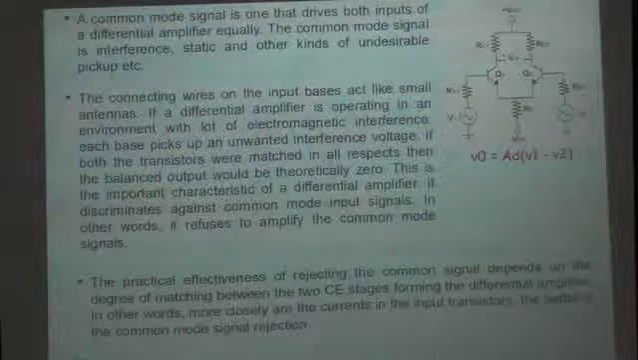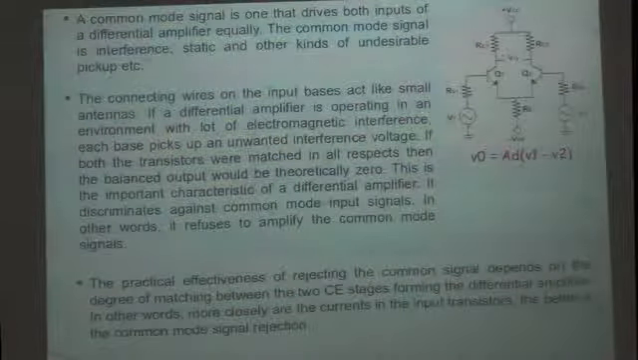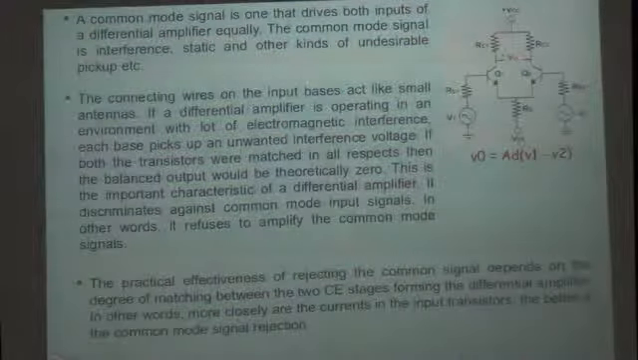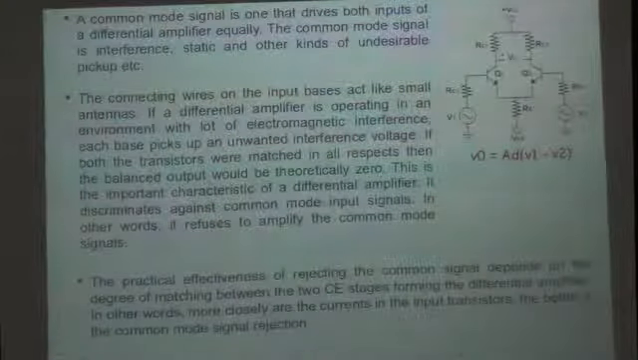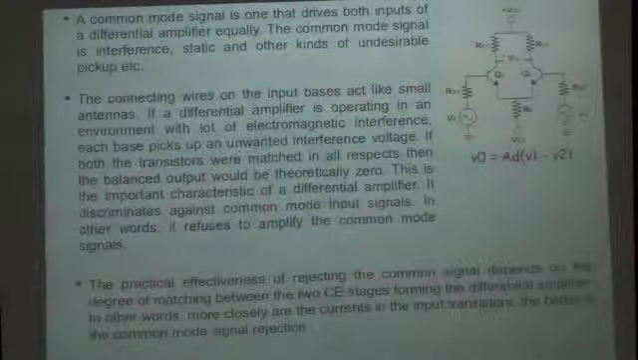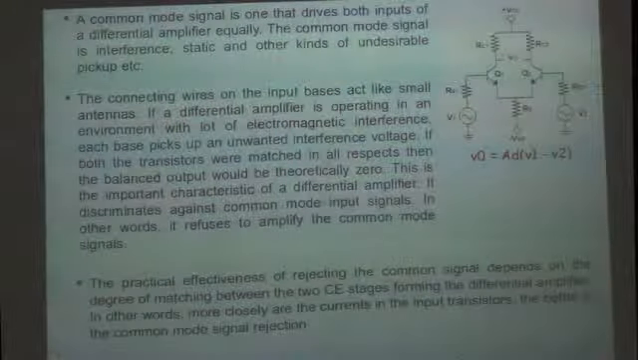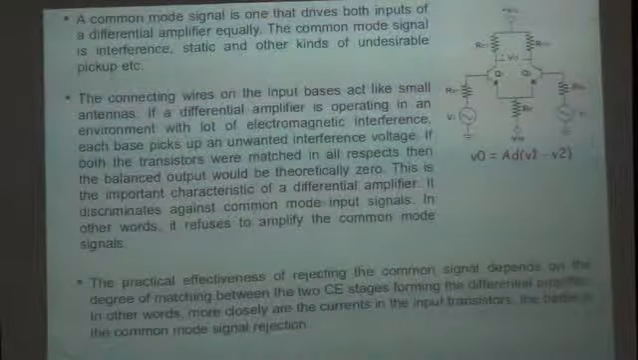So we have to understand the noise. Suppose the noise is there, how do we get rid of that noise? Suppose we are getting some noise along with the signal, how do we get rid of it to perform the experiment? The connecting wires on the input base act like small antennas. If the differential amplifier is operating in an environment with a lot of electromagnetic interference, each base picks it up, as you must have read.